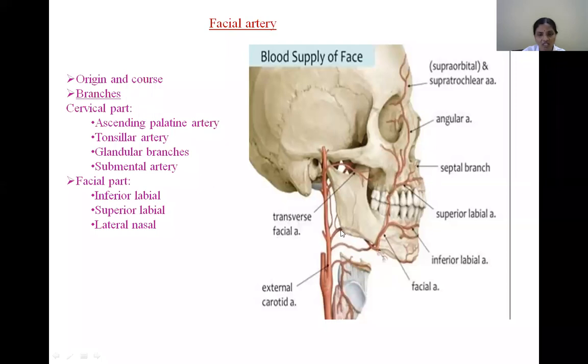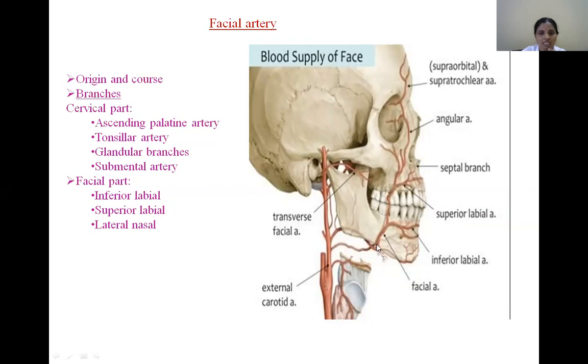Then it extends onto the gland, where there is a notch on the submandibular gland, then passes between the gland and the medial pterygoid muscle. Then after the sinuous course, it appears at the lower border of the mandible, and from here it ascends upwards with a tortuosity, more tortuous from here onwards.